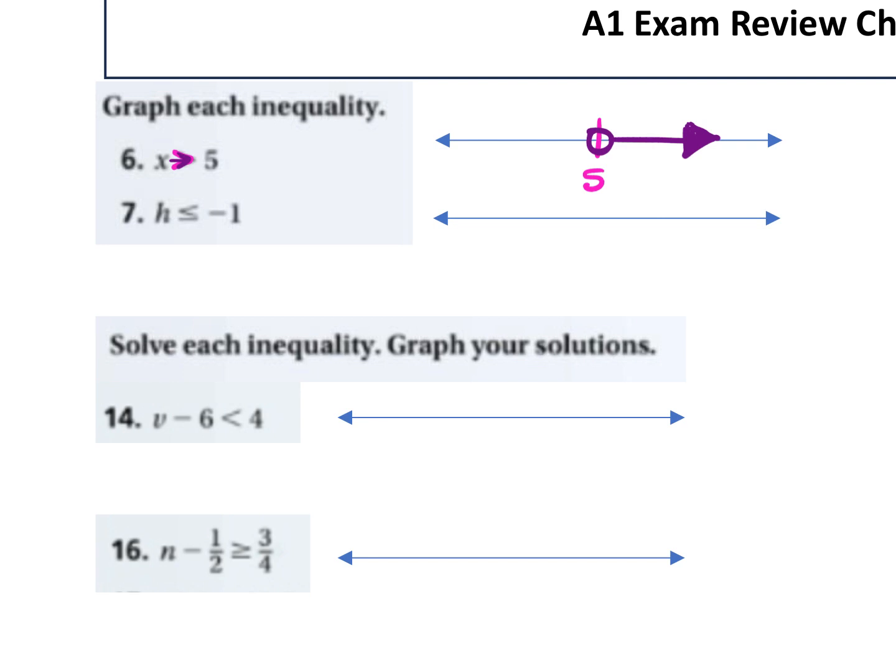Number 7, your number is a -1. And it's less than or equal to, so that's pointing to the left, but this has the equal to bar, so that's a solid dot, and it's less than goes to the left, so it's gonna look like that.